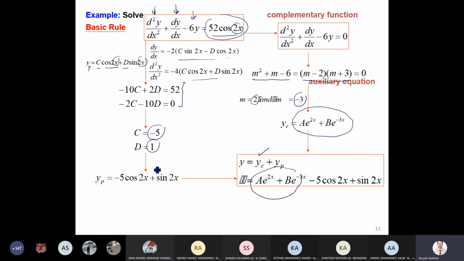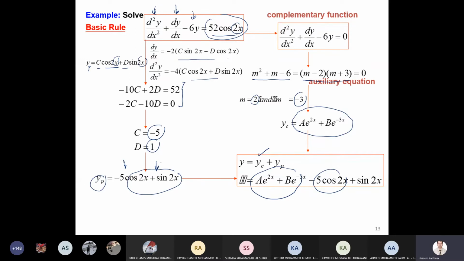Until this point, I got the second, let me say, part of the solution, which is the particular integral or particular solution. I substitute for C and for D here. Then this is the second part. I will put it here as you can see. Now, until this point, is it clear? Is it clear before I go further?